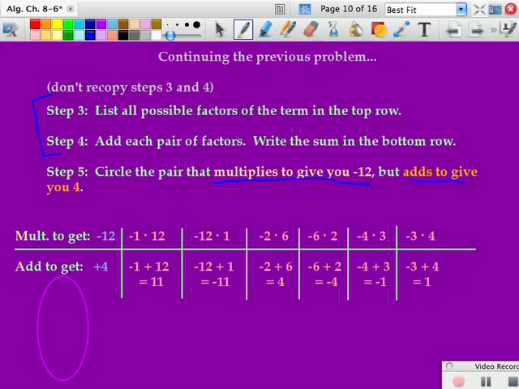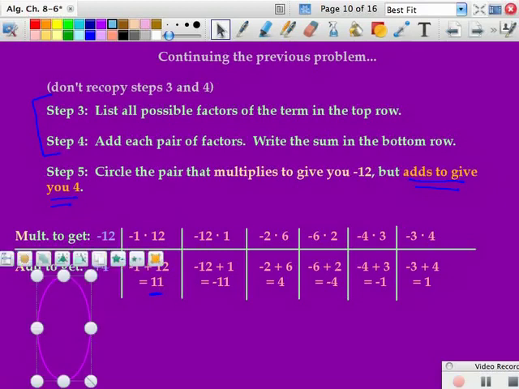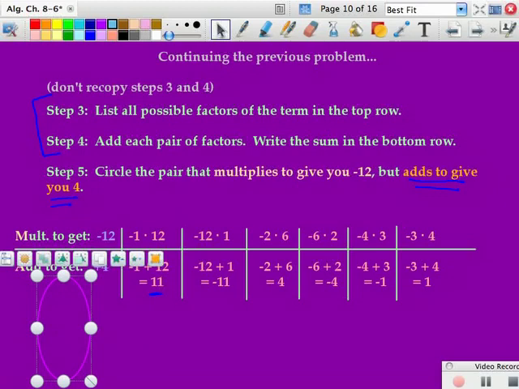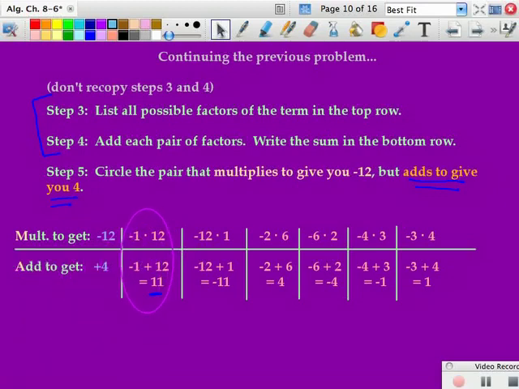That's what we need to look for, okay? So what we're looking at is just these numbers right here. If you look at our first group here, we have a -1 times 12, but when we add them, we get 11. That's not what we're looking for.